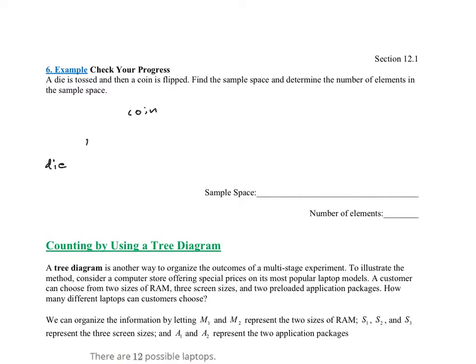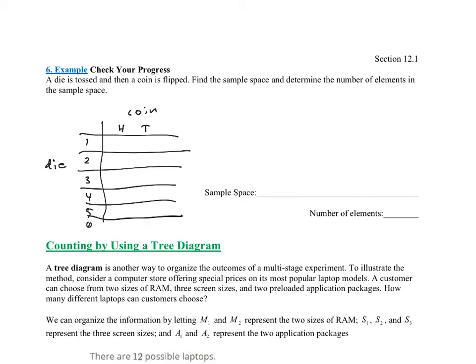A die could be anything from 1, 2, 3, 4, 5, or 6. A coin could be heads or tails. So if we look at this and we create a chart, we can look at the total possible outcomes for this experiment. We could roll a 1 and get a heads, 1 and tails, 2 and heads, 2 and tails, and continue so forth to finish the table.